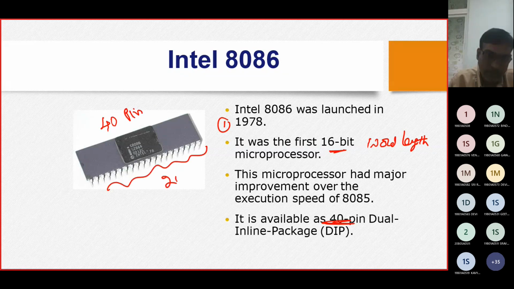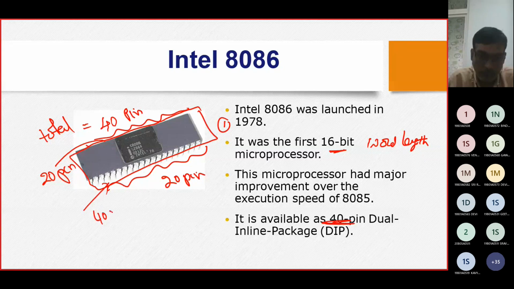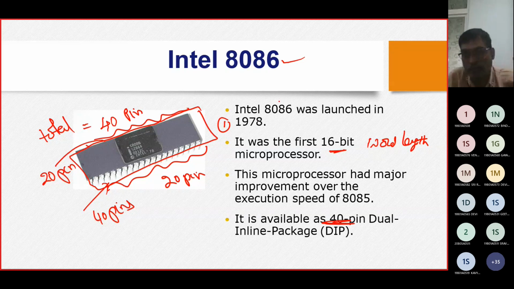At this area we see 20 pins, and in this area we see 20 pins. So in total we will have 40 pins. This is the dual inline package. This chip is going to have 40 pins, and every pin will have a specific nature, a specific usage. So we look at the 8086 architecture.